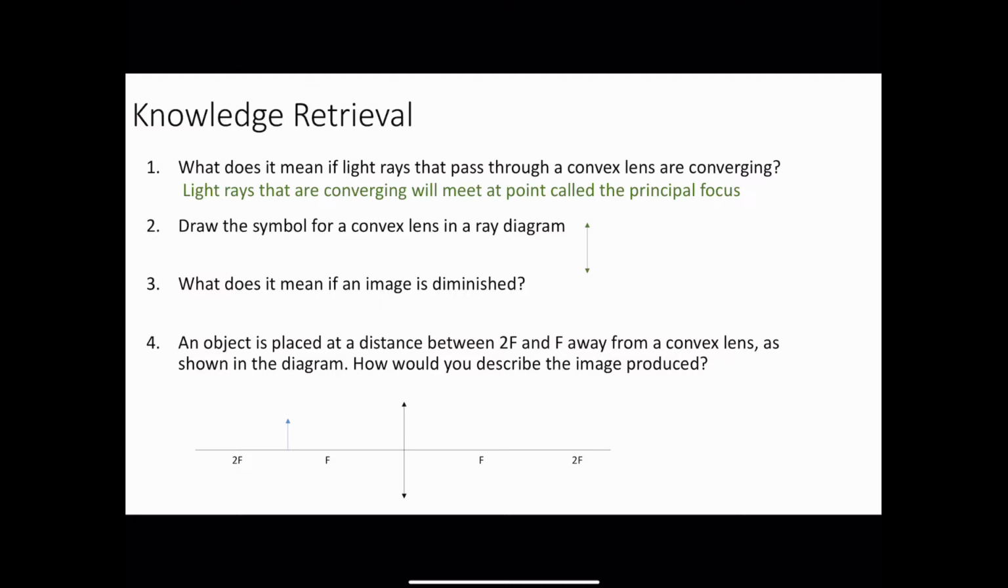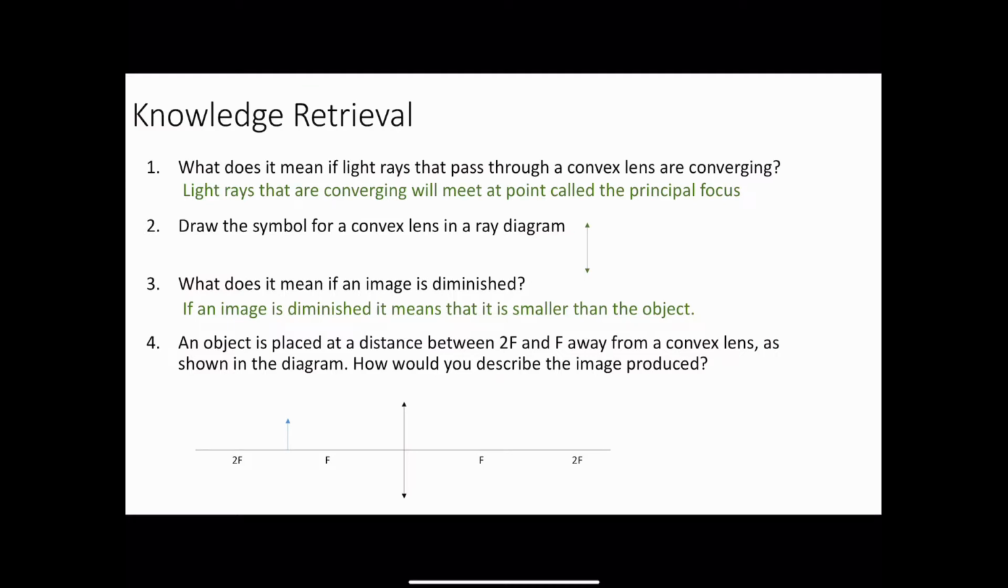Question 3 asks, what does it mean if an image is diminished? I can never say that word properly. If an image is diminished, it means that it is smaller than the object, okay? So the image is diminished, it's smaller than the object that was originally projected through the lens.